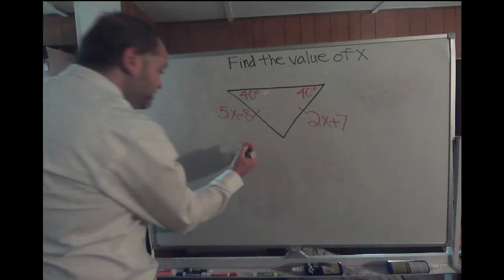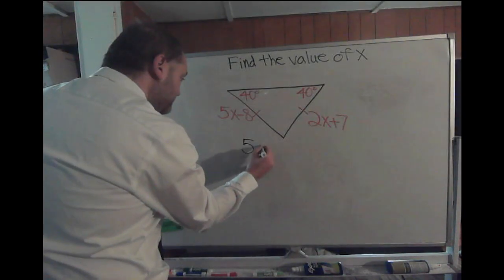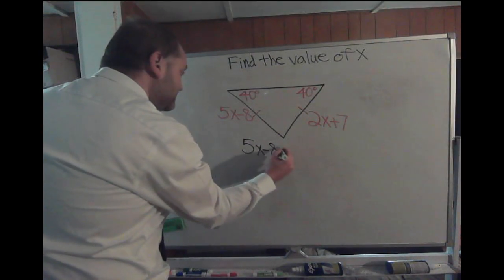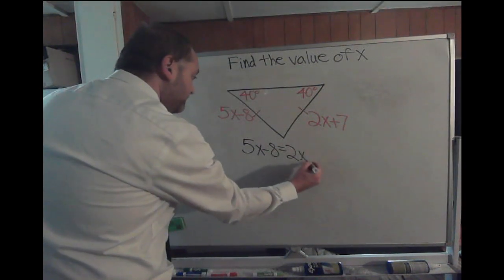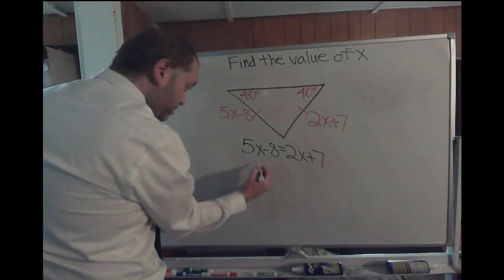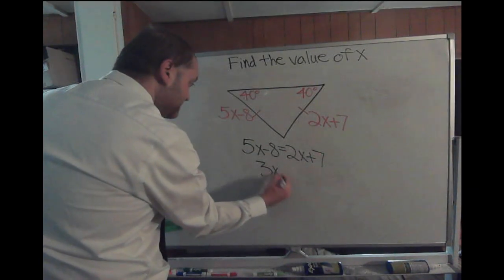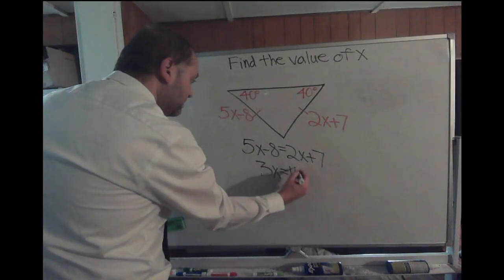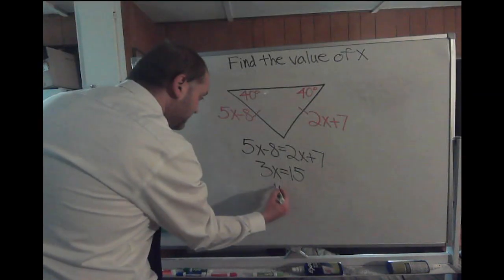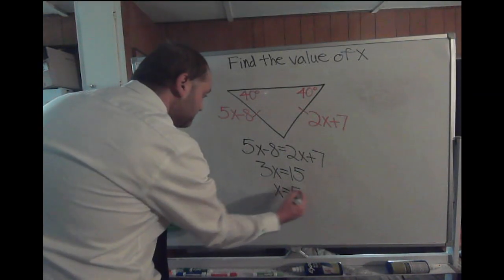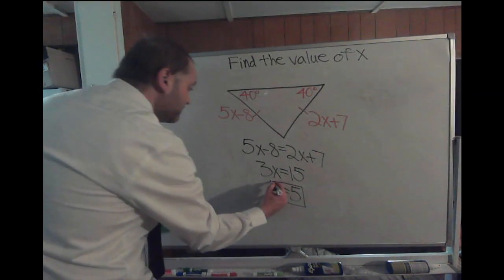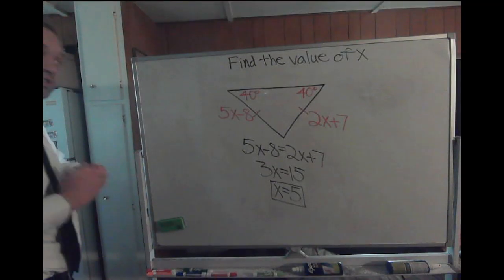So all you would have to do now is take that 5x minus 8, set it equal to 2x plus 7, which would turn into 3x equals 15, which could only mean that x equals 5. So the answer for this one is that x equals 5.